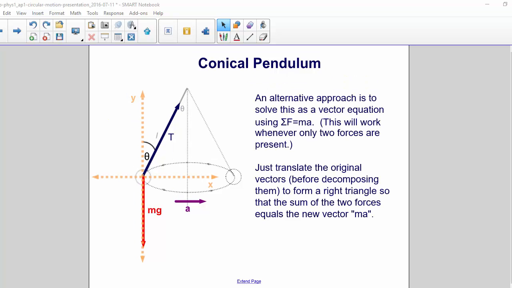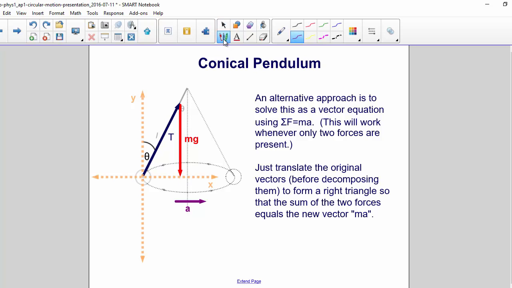An alternative approach is to solve this as a vector equation using sigma F equals ma. Just translate the original vectors to form a right triangle so that the sum of the two forces equals a new vector, ma. I'm going to move mg up so they can be added in the tip-to-tail method. And then the vector sum is right here. And this is equal to ma.